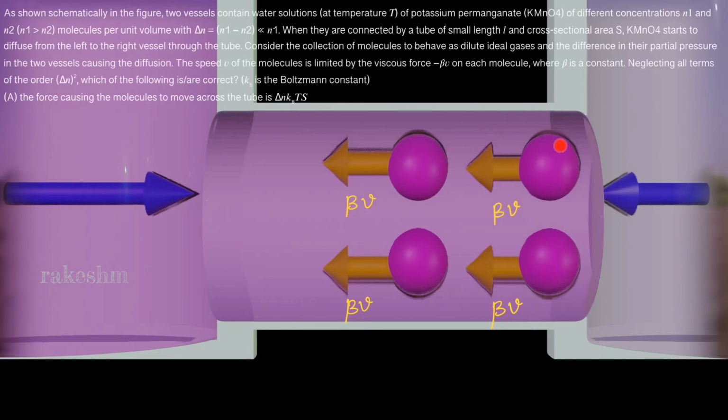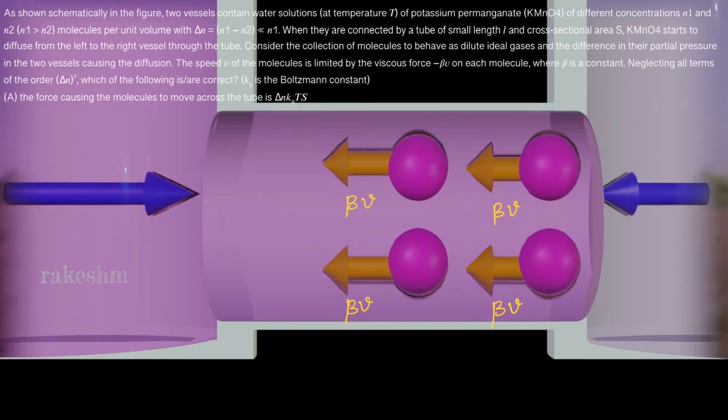And as they move towards right, there is a viscous force which acts on them, which is beta into V in the opposite direction. So the force due to the difference in pressures is balanced by this viscous force and these molecules move with constant speed. Neglecting all terms of the order delta n the whole square, which of the following is or are correct? Kb is the Boltzmann constant.